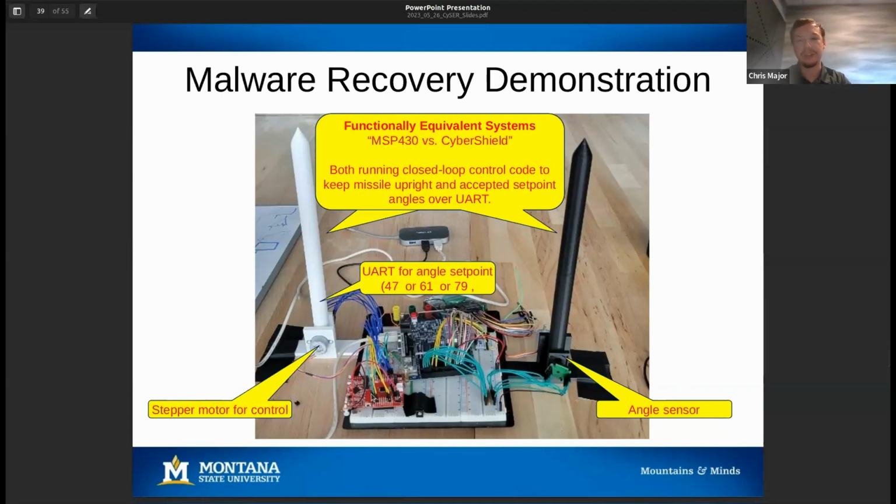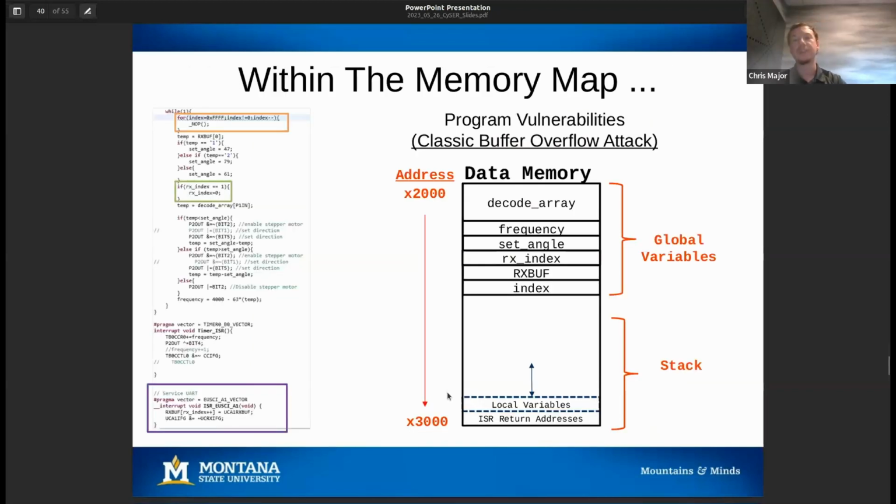And finally, to introduce our attack vector, or the place in which malware can be injected, we have a UART that is fed into both of these. And all the UART does is specify the angle to bring the rocket to manually. So let's go over what it looks like in the memory map for this sort of attack. So with the UART here, we want to do a classic buffer overflow.